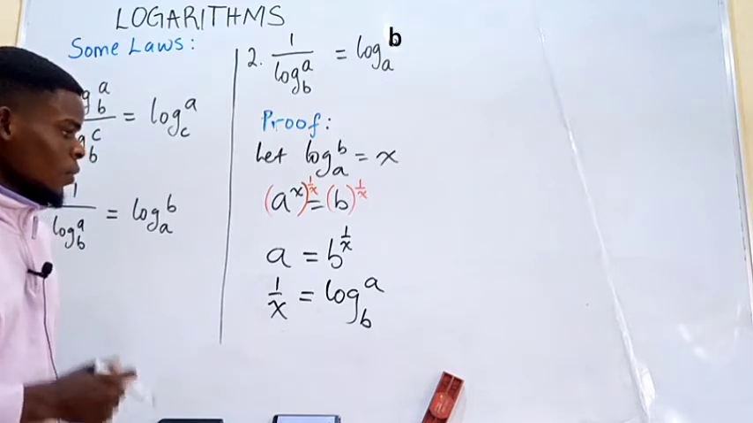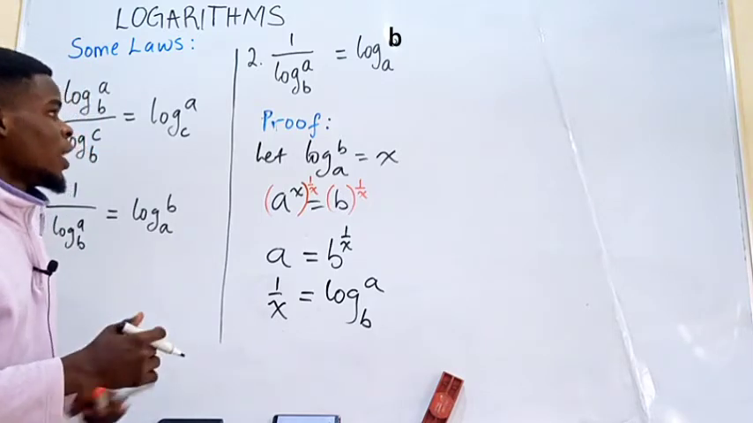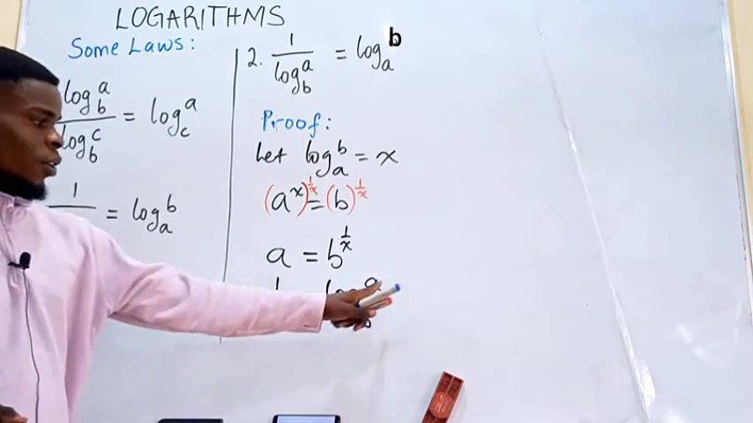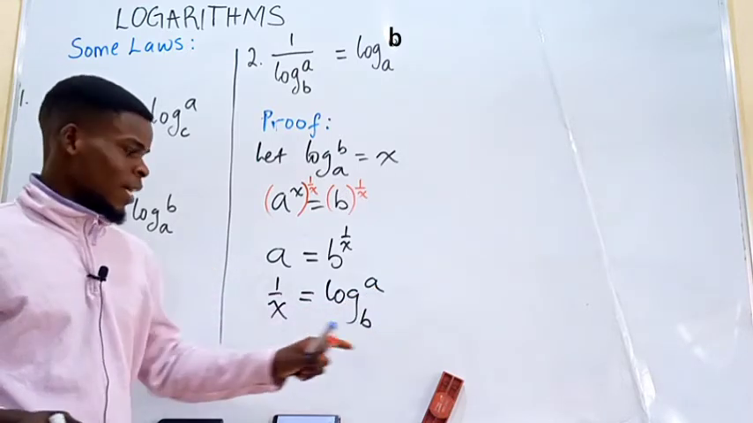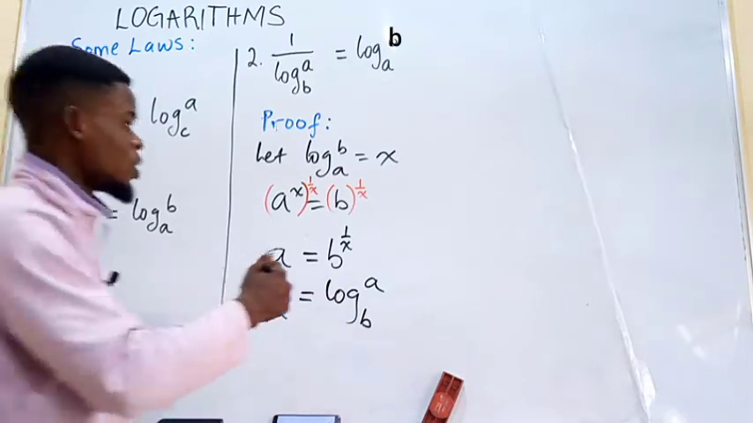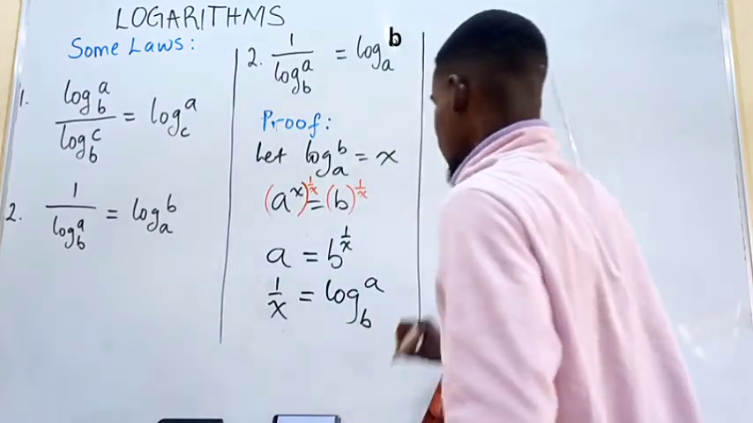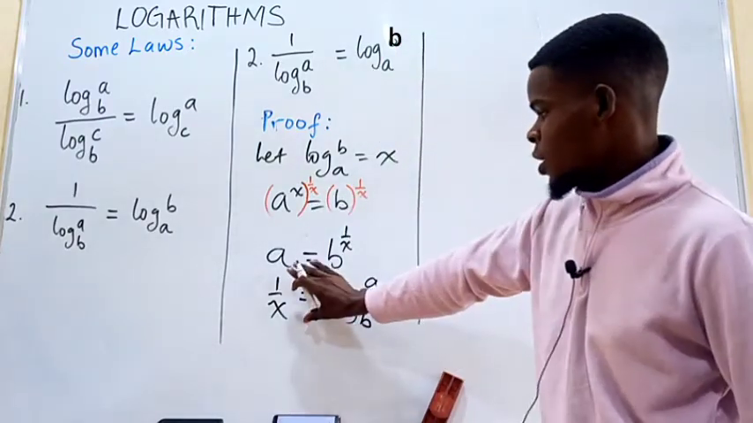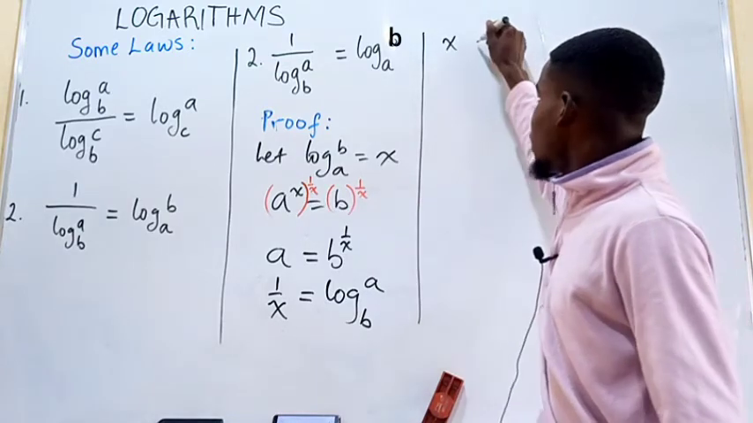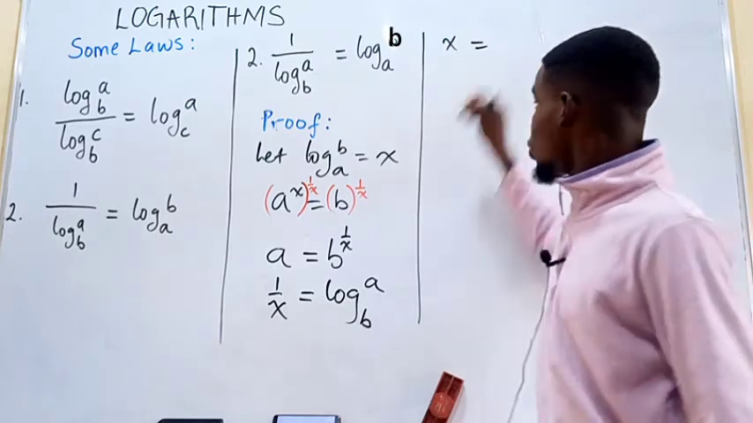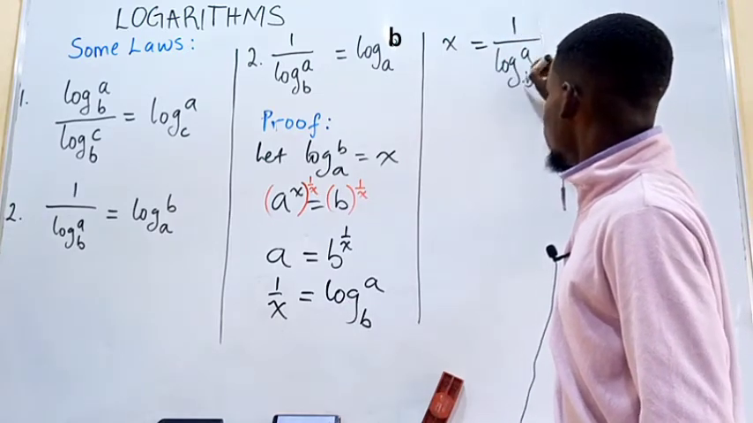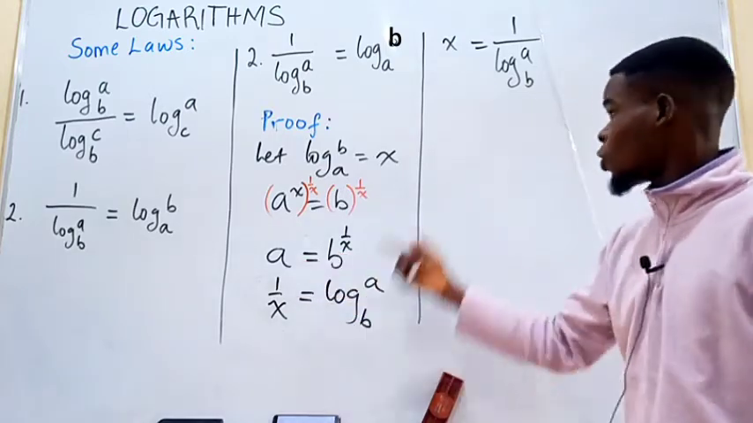Now you observe that 1 over x is logarithm of a to base b. That means that x will be 1 over this. So we're going to take the multiplicative inverse of both sides, that is the reciprocal of both sides. By inverting them, we're going to have x on this other side over 1, and it is equal to 1 over the logarithm of a to base b. So by taking the reciprocal of both sides, that is what you're going to end with.